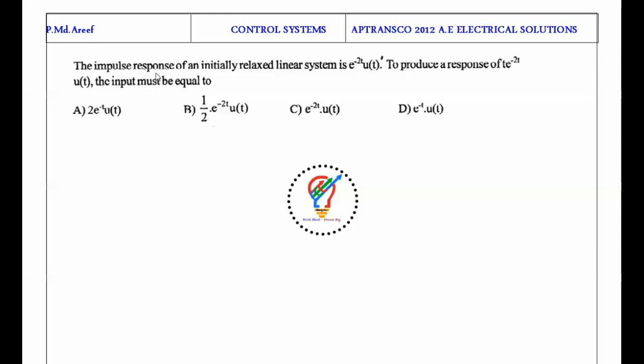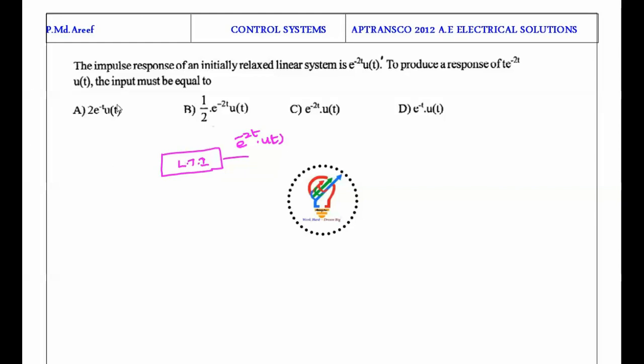The next question is: the impulse response of an initially relaxed linear system is e power minus 2t into u of t. To produce a response of t into e power minus 2t u of t, the input must be equal to. So here friends, the first thing is we are having an initially relaxed system, a linear time invariant system, and the output we are getting here is e power minus 2t into u of t.